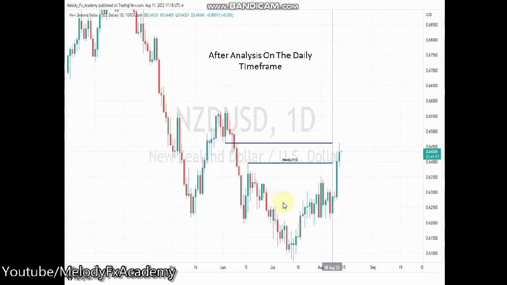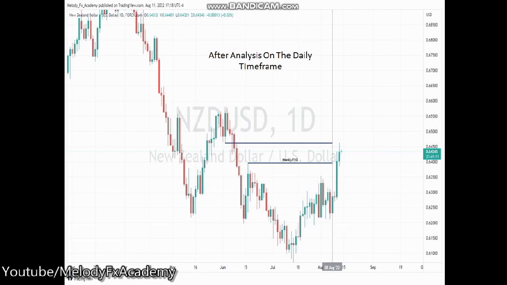Now let's go down. This is after analysis on the daily time frame, on Monday, Tuesday, Wednesday, Thursday, Friday. As you can see, price delivered exactly as we had anticipated. It reached up for that fair value gap. Now we're going to talk about how to manage this on the lower time frame.